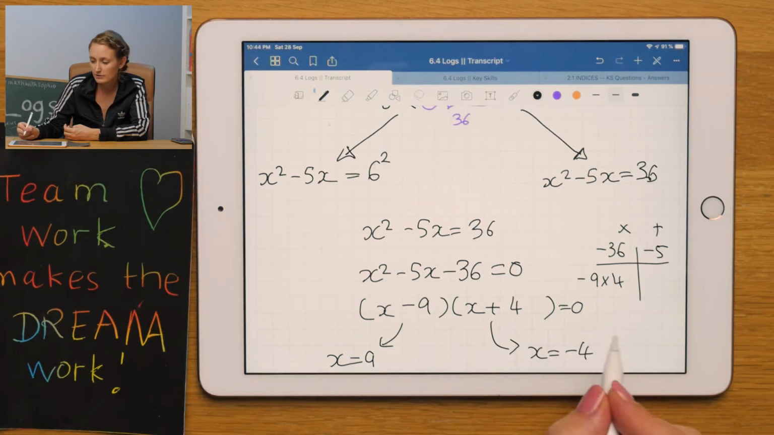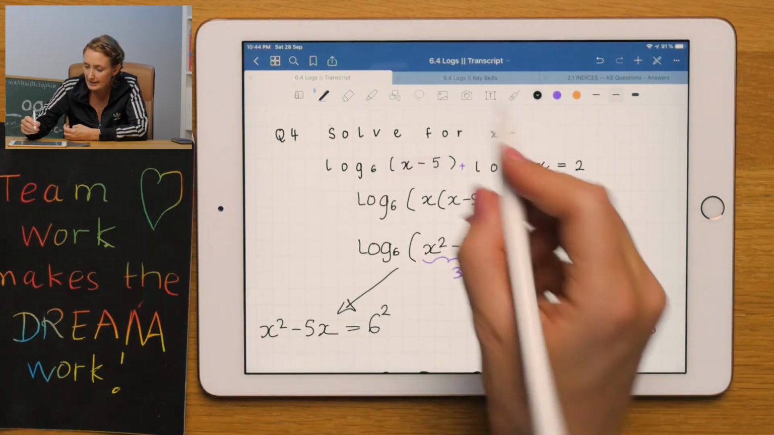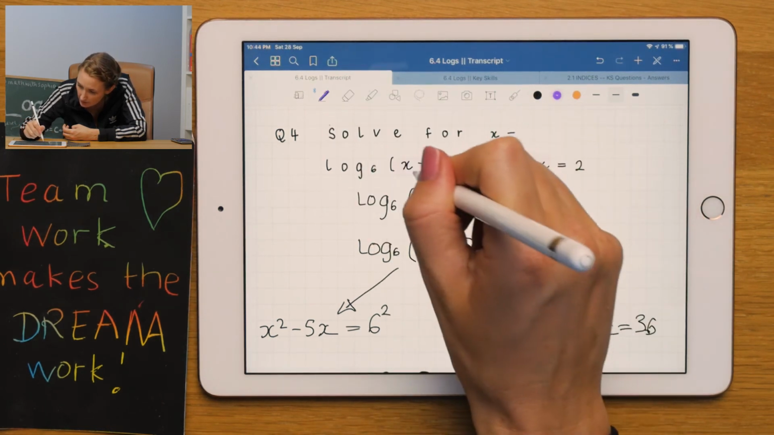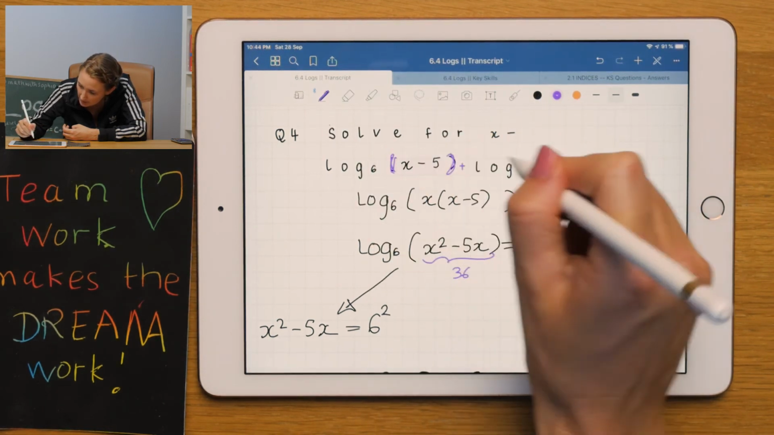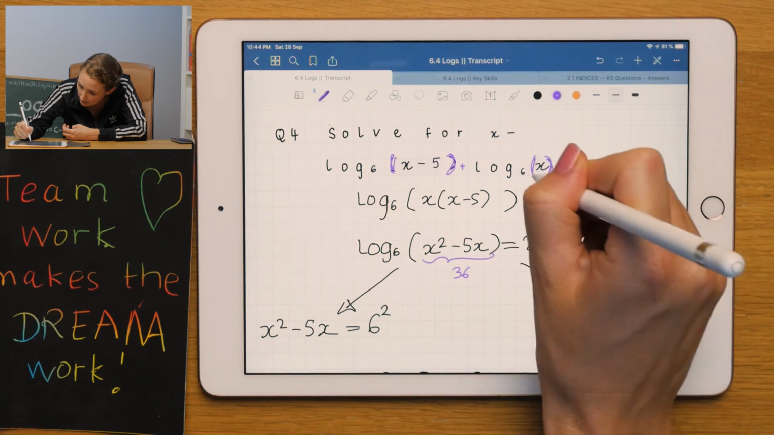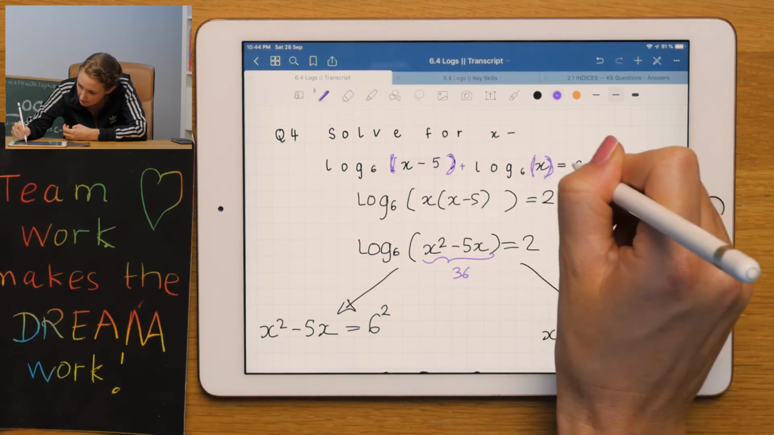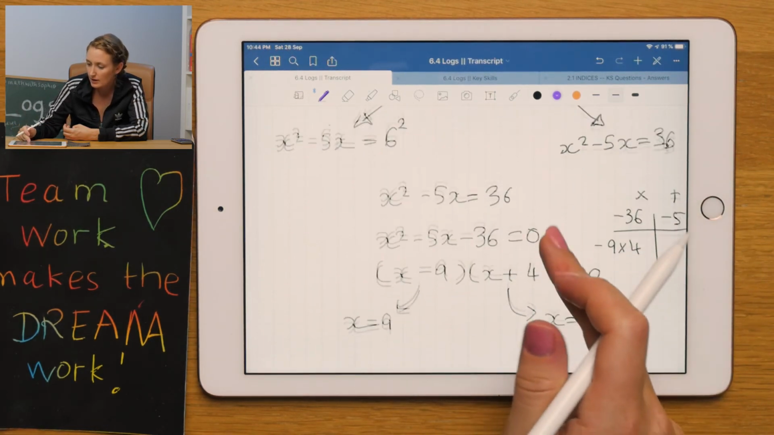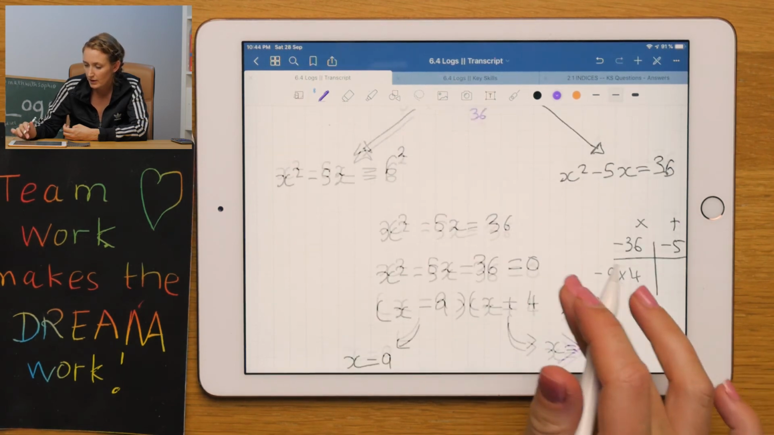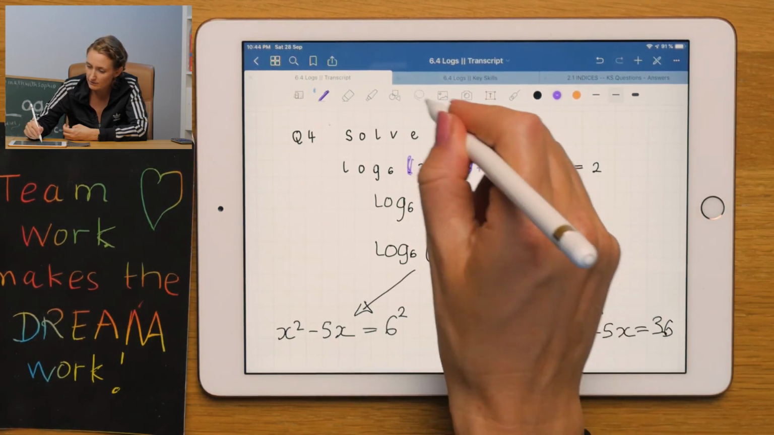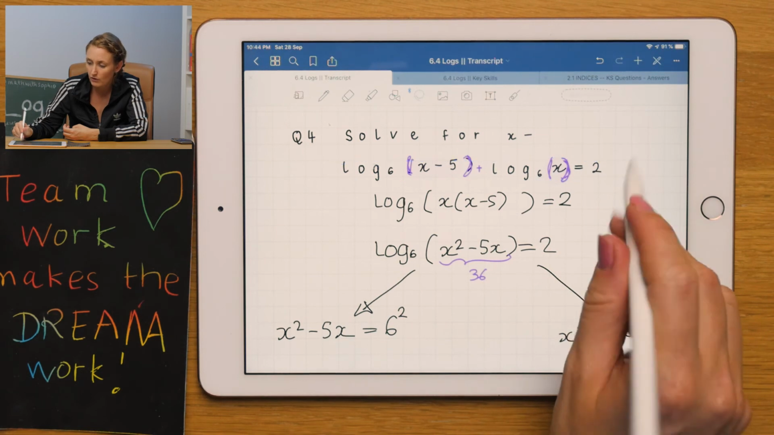Now, you're not allowed to have a minus number inside here. So there's not allowed to be any minuses inside here, okay? You can have a minus outside here, but not inside here. So I'm going to eliminate this answer minus 4. Let's check if 9 works, if 9 is going to be the correct solution.